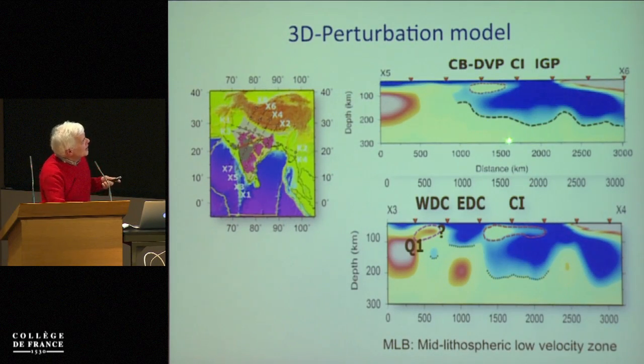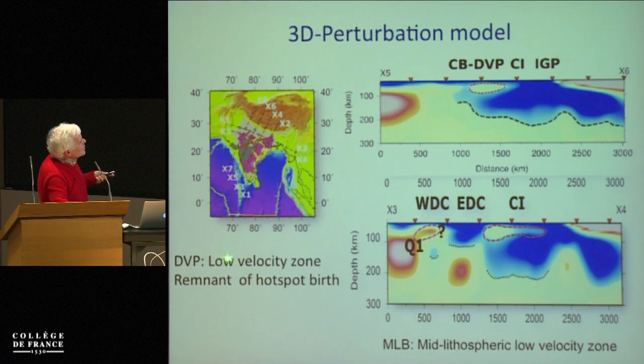Okay, let me show you 2 examples of these cross sections. Here you see, for example, the western Dharwar craton, which is X3 and X4. It is just close to the Deccan volcanic province, and we have this interesting small feature, which might be due to a low velocity remnant of the hotspot burst. We see also for central India, in the northern part, this low velocity, but not present for the other part of the craton, and we have the subduction here.